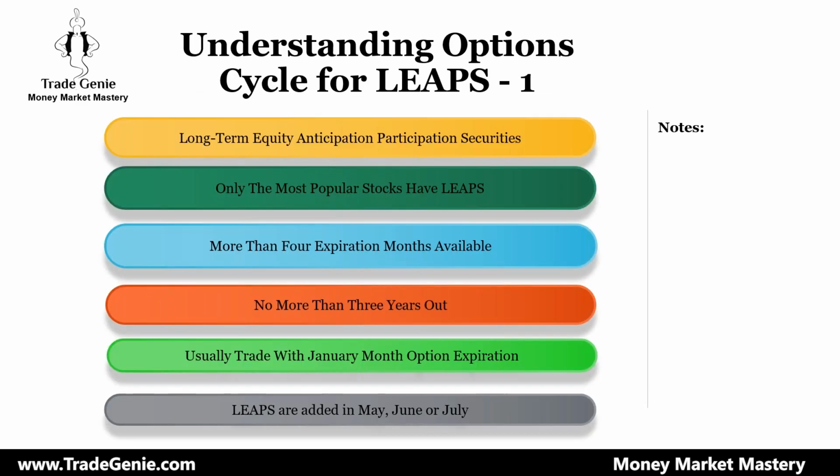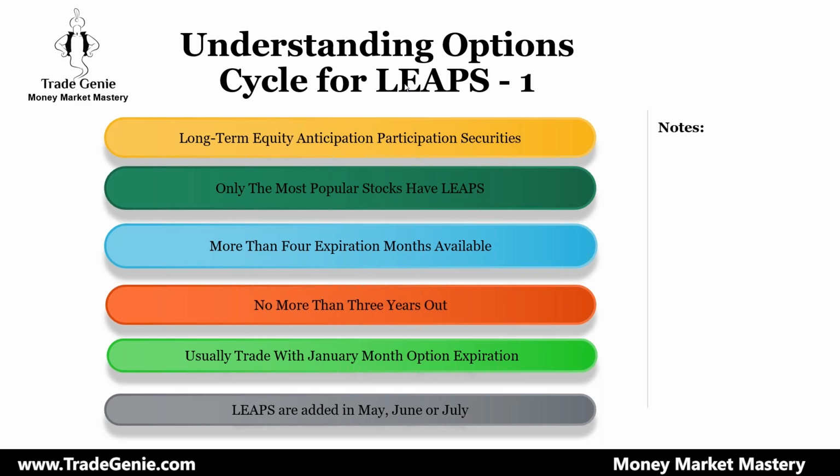Now, something called long-term options. LEAPS: Long-term Equity Anticipation Securities. I don't know why they have such a long name. You're anticipating, then you're participating, and then security. So long-term equity anticipation, participation, security. That's what LEAPS is.